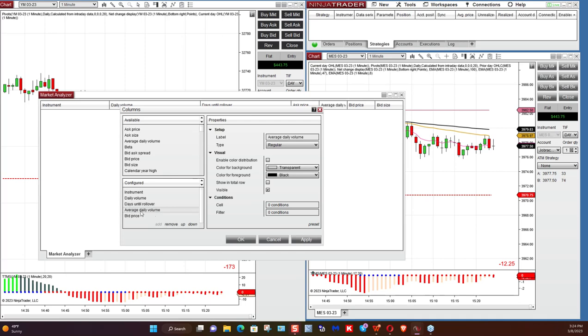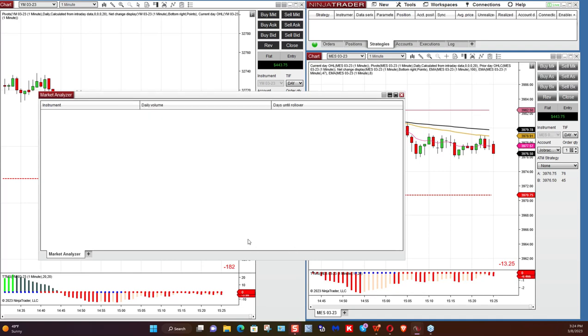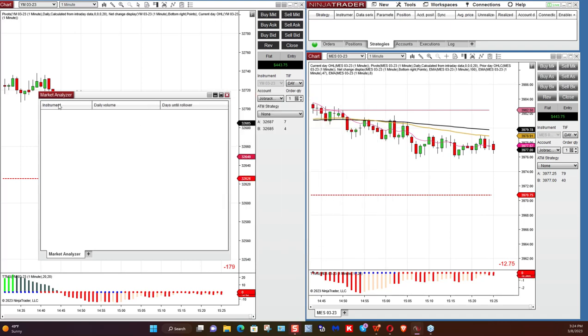Bid price removed, anything else, remove it. All I need is daily volume, the instrument, and days until rollover, okay? And then you could actually create a preset if you want, save it, apply it, and okay it. And then when you call up the market analyzer, all it'll bring up will be the instrument, the daily volume, and days until rollover.